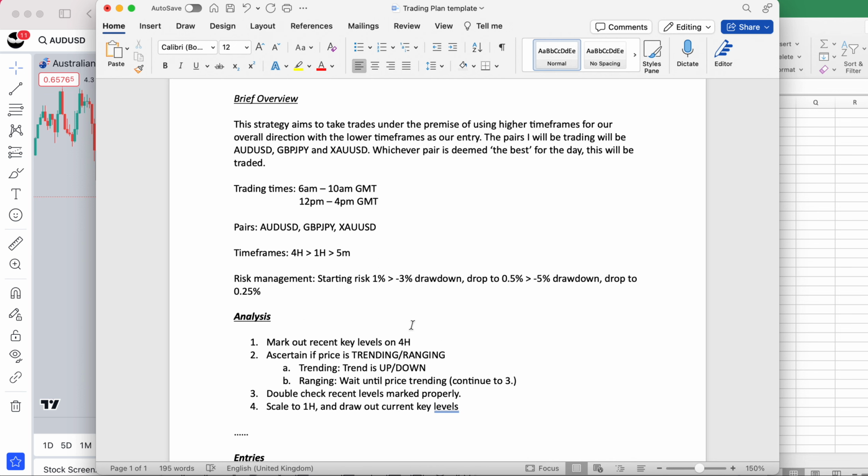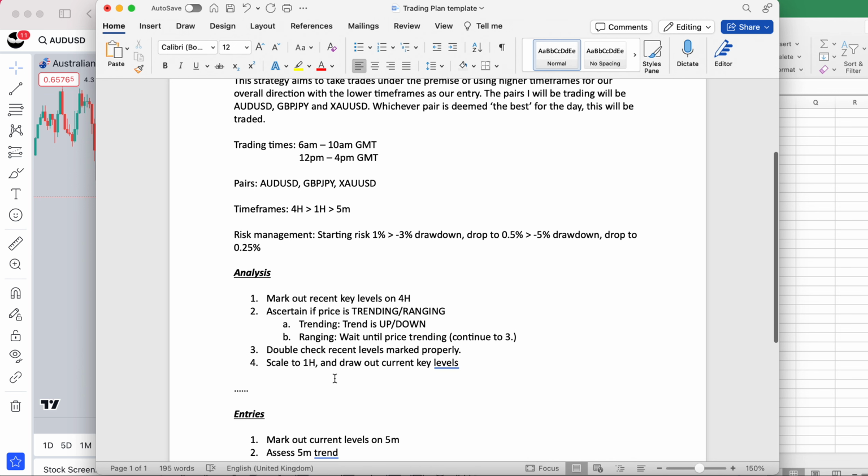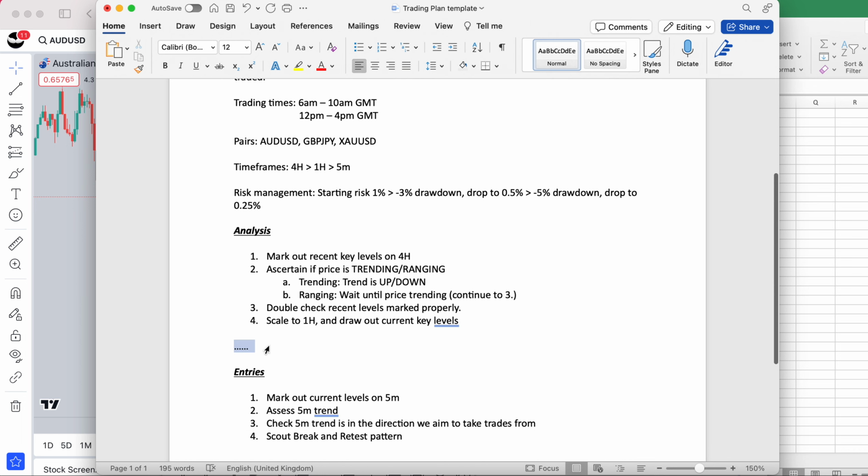So once you've done that, put your analysis down. I've written out very briefly, not including a lot of detail, simply what I would probably do: mark out some key levels, see if price is trending, if it's ranging, avoid it, go down to the 1 hour, yada yada yada. I put these dots here just to illustrate that this isn't a strategy that I'm testing, I'm just doing it for illustrative purposes.